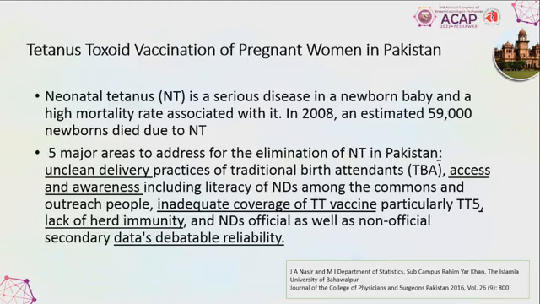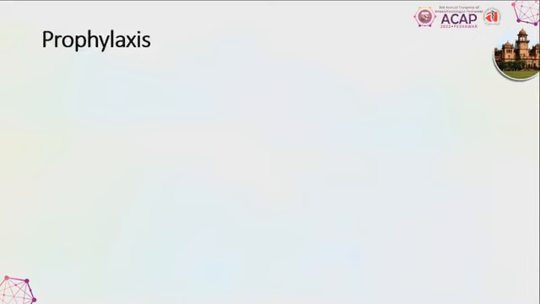This is neonatal tetanus. They said there are five major factors for neonatal tetanus: unclean delivery practices, lack of awareness about tetanus, inadequate coverage of tetanus toxoid vaccination, particularly TT5, and lack of herd immunity. These things are important to know about tetanus.